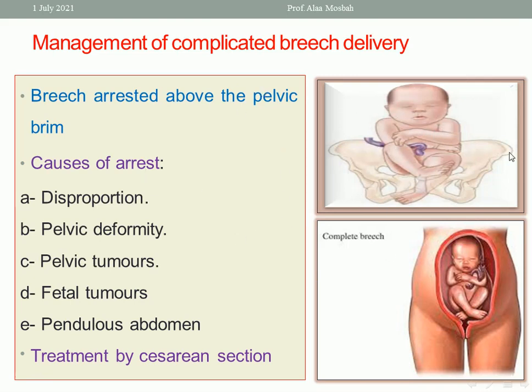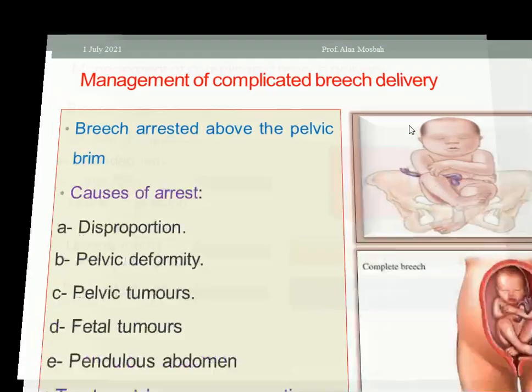This arrest at the pelvic inlet or brim is due to disproportion, pelvic deformity, pelvic tumor, large fetus, or pendulous abdomen. So arrest at the pelvic inlet is an indication for cesarean section.